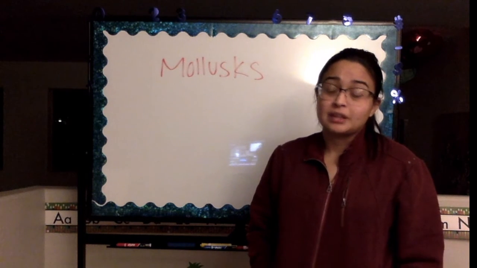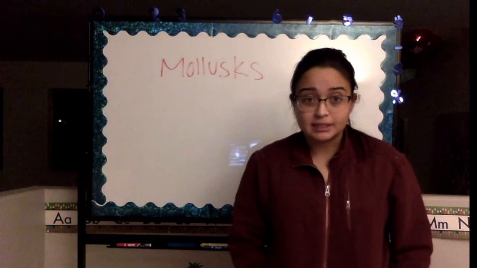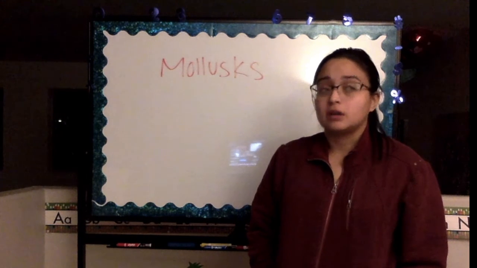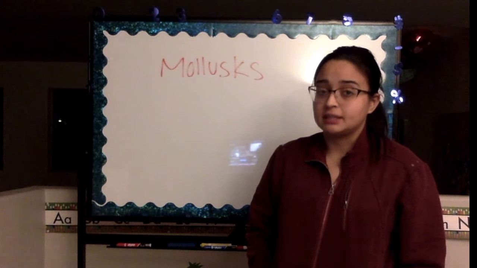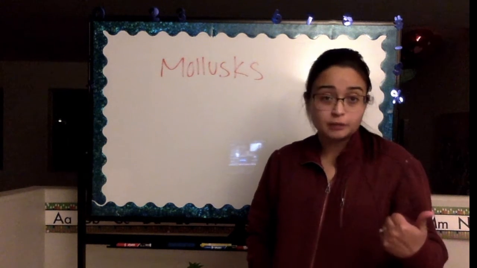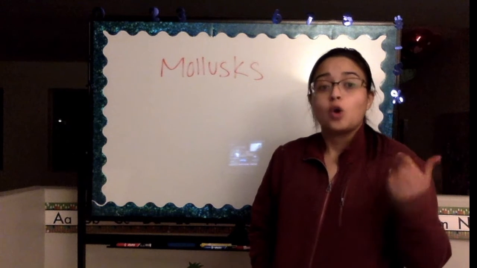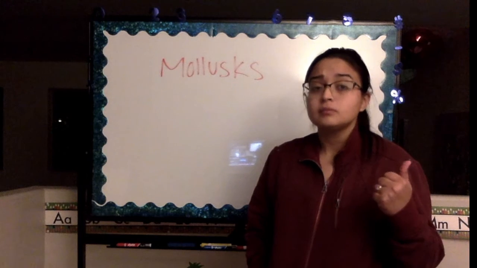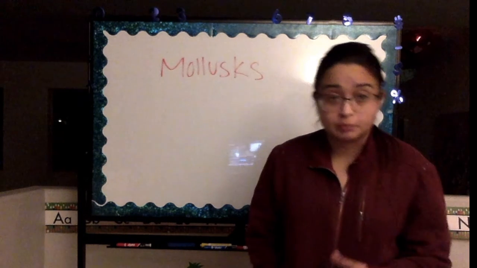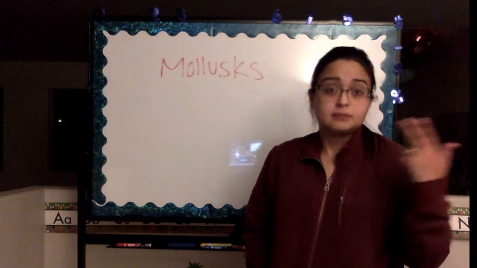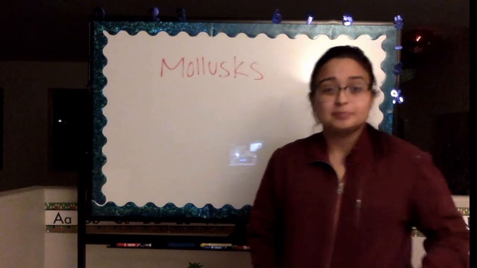They are actually invertebrates, and the things they all have in common is that they either live in fresh water, the ocean, or on land as well. Some examples of mollusks are crabs, snails, octopus, and so on and so forth.